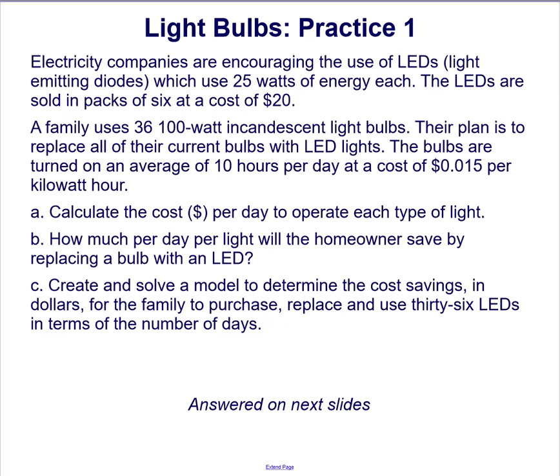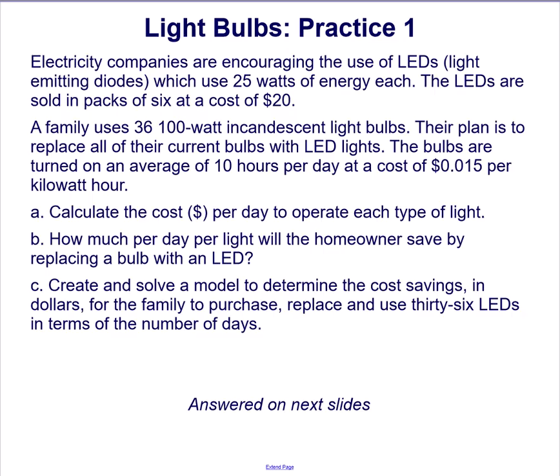Let us consider this first practice scenario concerning light bulbs. Electricity companies are encouraging the use of LEDs, which means light emitting diodes, which use 25 watts of energy each. The LEDs are sold in packs of 6 at a cost of $20. A family uses 36 100-watt incandescent light bulbs. Their plan is to replace all of their current bulbs with LED lights. The bulbs are turned on an average of 10 hours per day at a cost of $0.015 per kilowatt hour. There's 3 parts to this practice scenario.